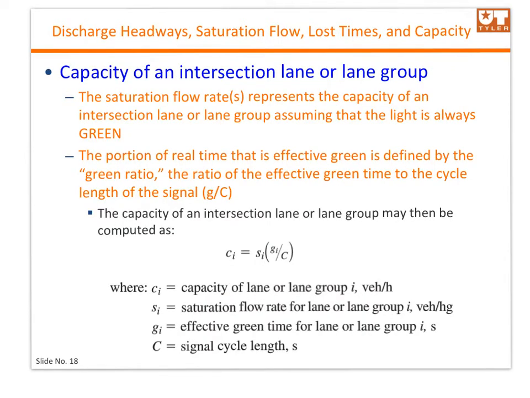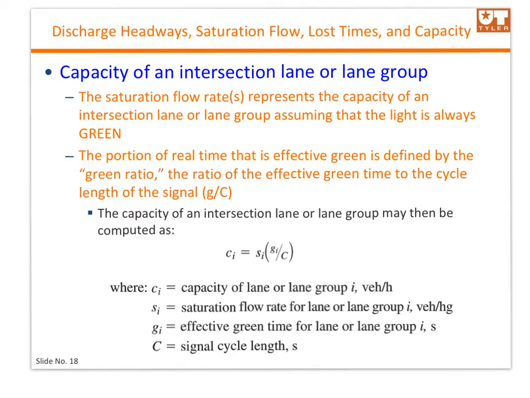Another definition that we need to talk about is the capacity of an intersection and the capacity of an intersection lane or lane group. We know that the saturation flow rate represents the capacity of an intersection lane or lane group, assuming that the light is always green. When I say lane group, that means, let's say you're heading northbound and you have 2 or 3 through lanes. We call those a lane group because they lead to the same direction, and there is no difference between lanes 1, 2, and 3. All 3 of them are through movements, not turning right, not turning left. They're all going in one direction.